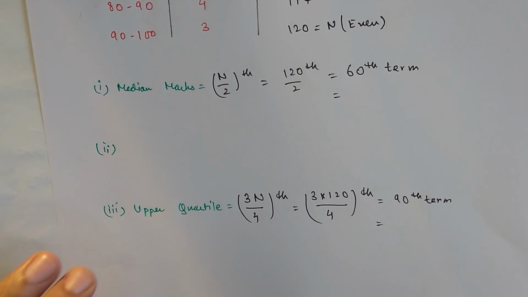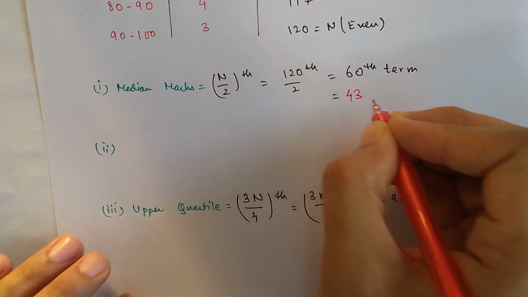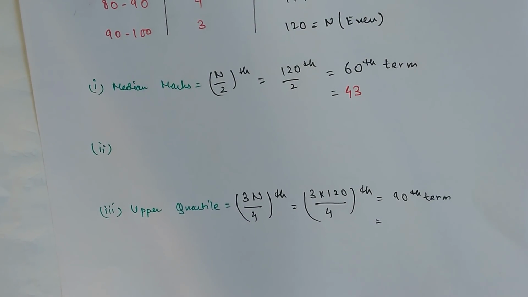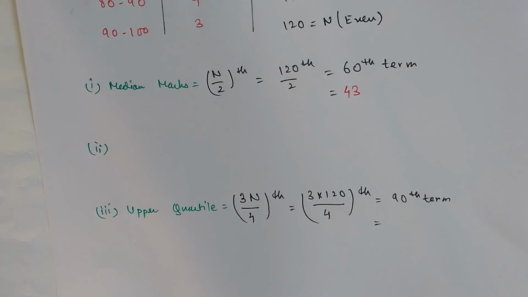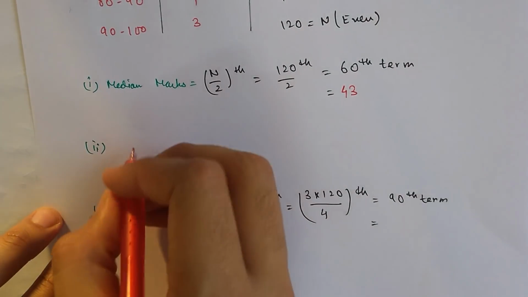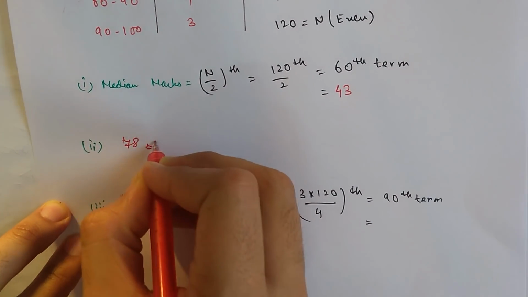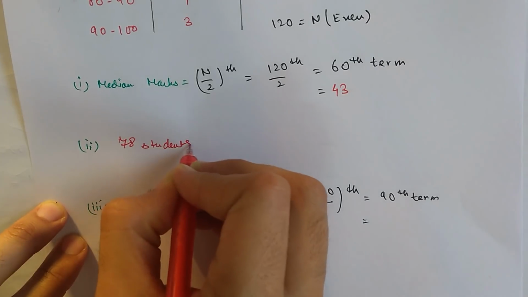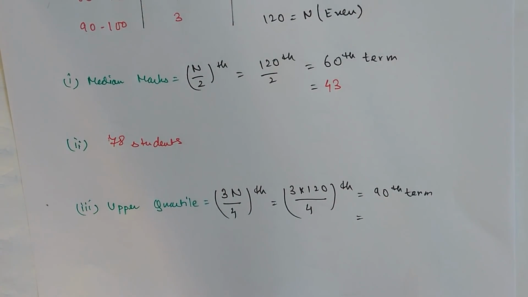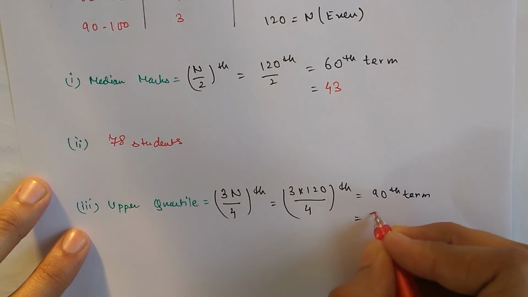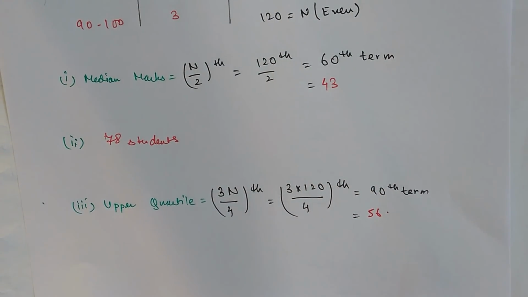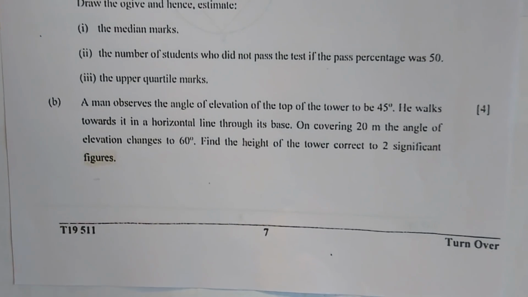So number 1, for the median, we got 43 from the graph. For the second question, the number of students who did not pass the test, if the pass percentage was 50, it came out to be 78 students. And number 3, upper quartile, came out to be 56. So these are your answers. We move on to part B.